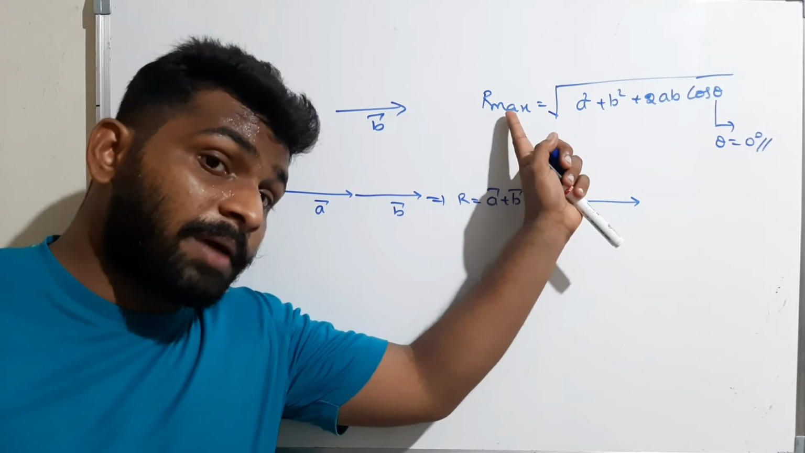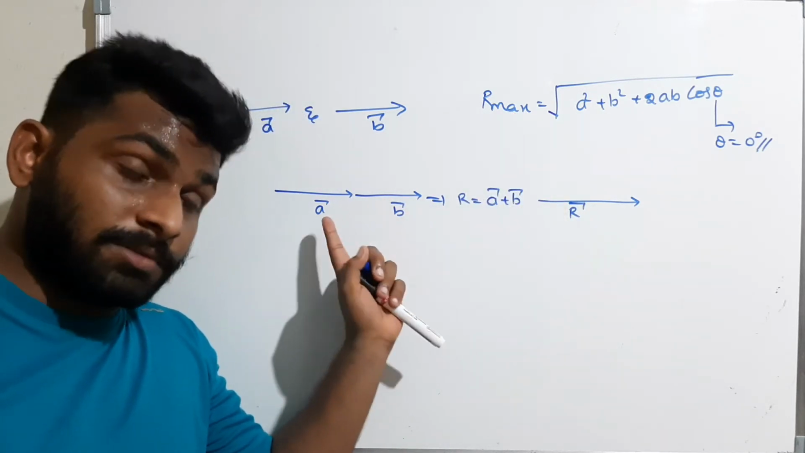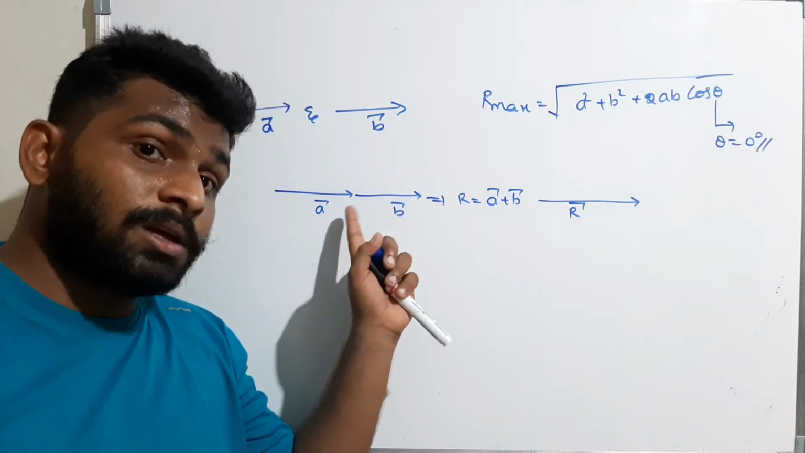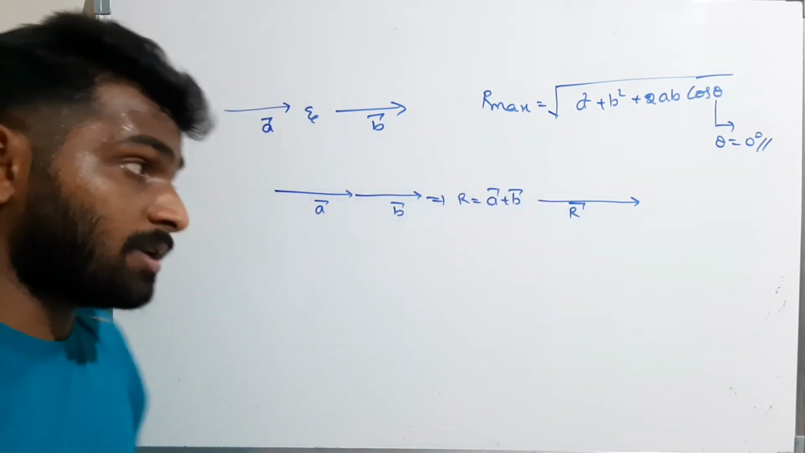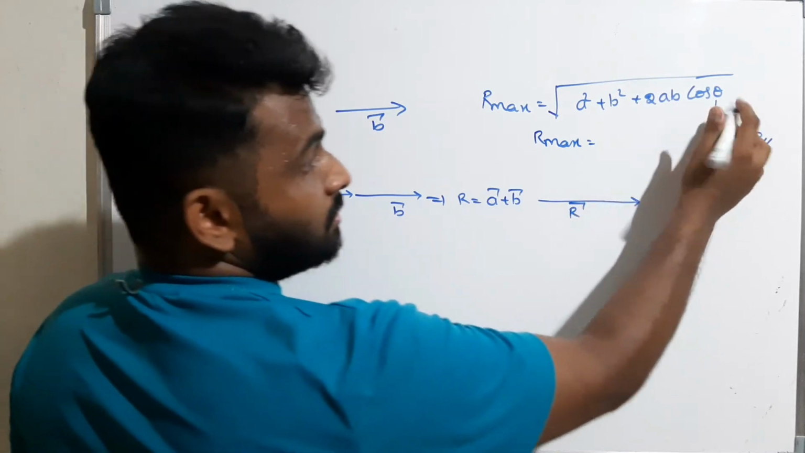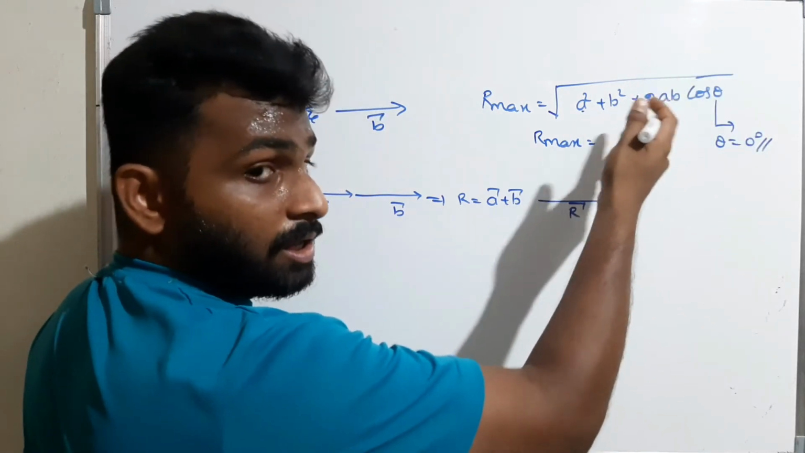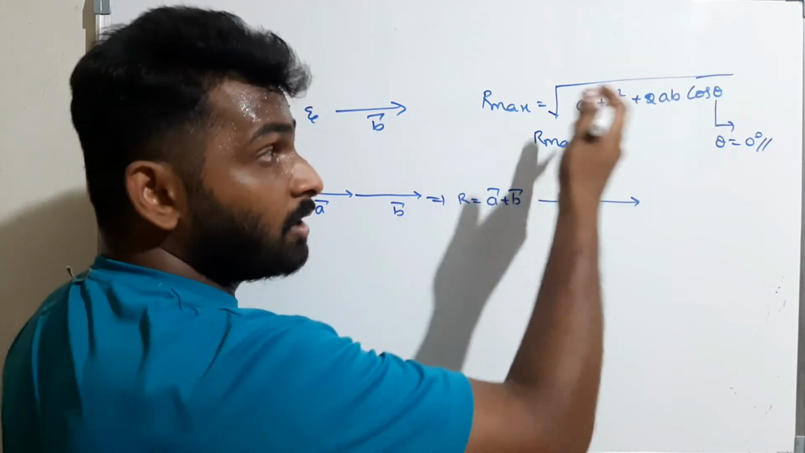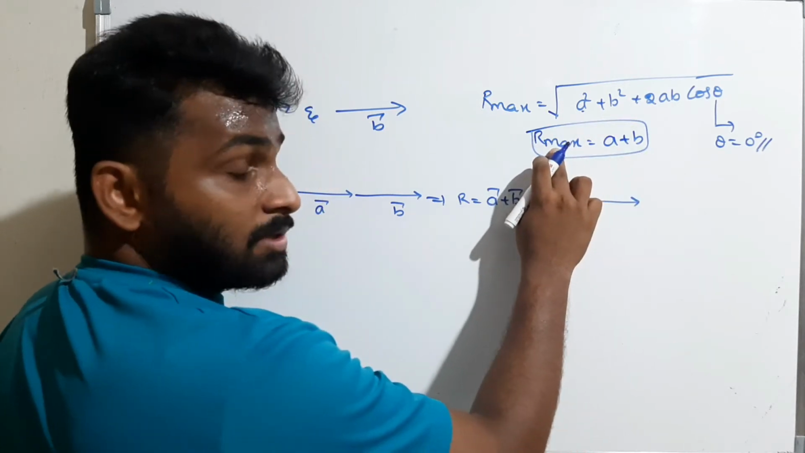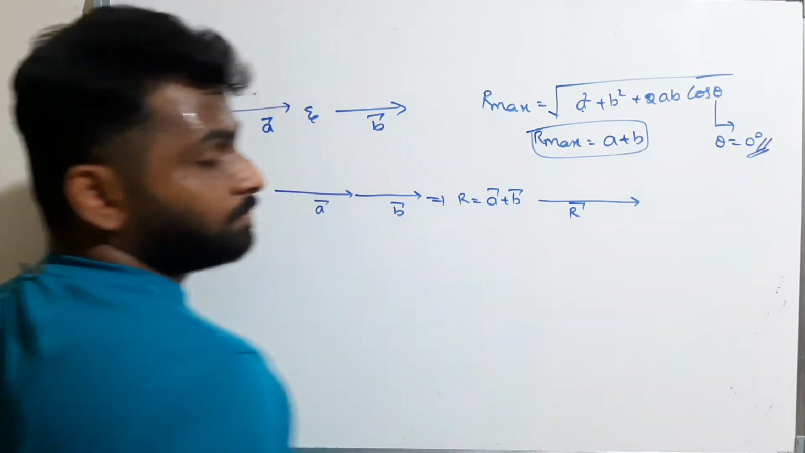The resultant will be maximum if both are collinear and in the same direction. That means the angle between them is 0 degrees, and they are parallel vectors. What is the maximum resultant? Cos 0 is 1. Therefore, a square plus b square plus 2ab is nothing but a plus b whole square, and under root it is nothing but a plus b. The maximum resultant is simply the sum of them, that is a plus b, when the angle is 0 degrees.